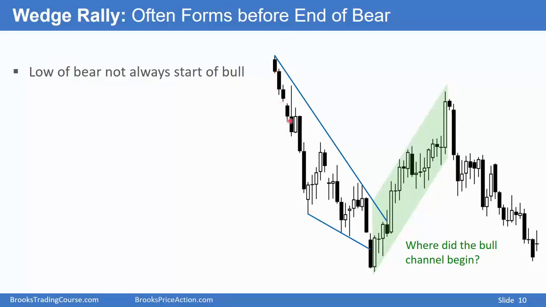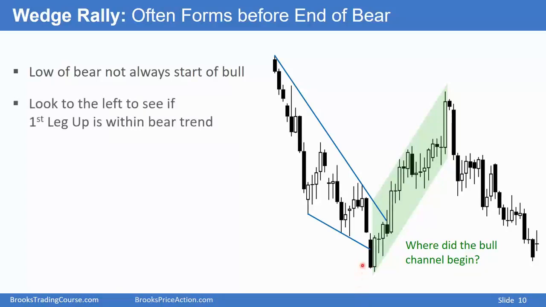Three pushes down, bear trend, strong bear breakout, 3 pushes, 1, 2, 3. Where did the bull channel begin? I always look to the left to see if there's a first leg up within the bear trend. And I draw lines connecting highs, reversal down.